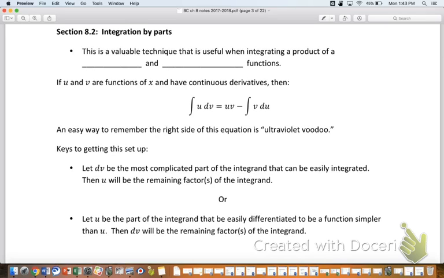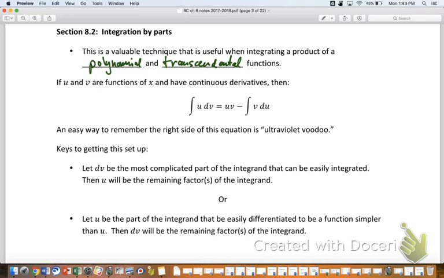I'm going to be a little more specific than just saying a product. This is a valuable technique that is useful when integrating the product of a polynomial and a transcendental function. If you remember transcendental functions, things like e to the x, natural log of x, cosine of x, stuff like that. You'll be able to see those.